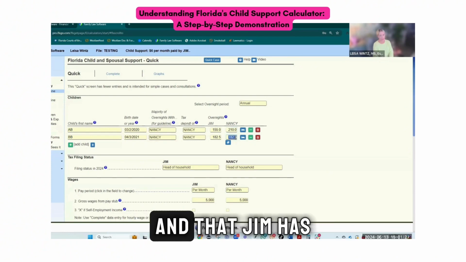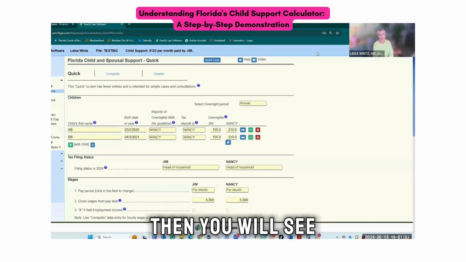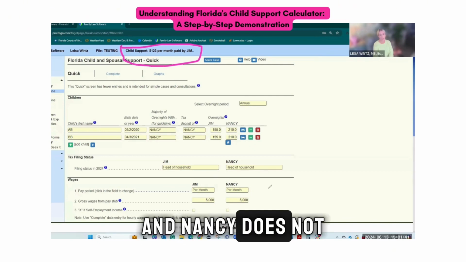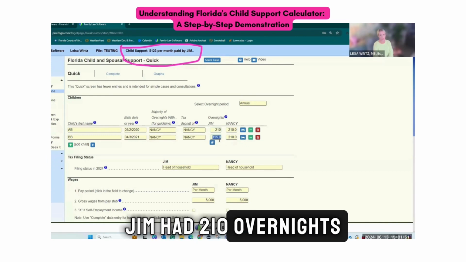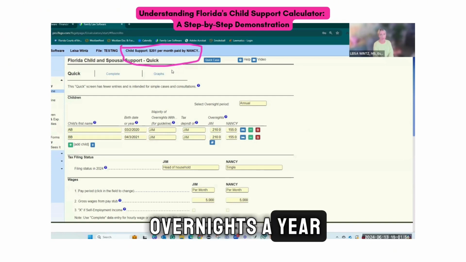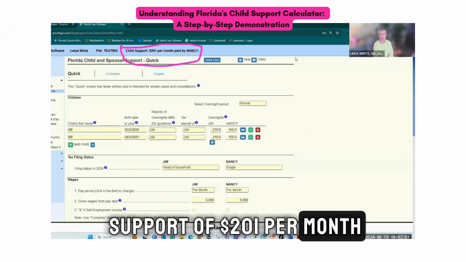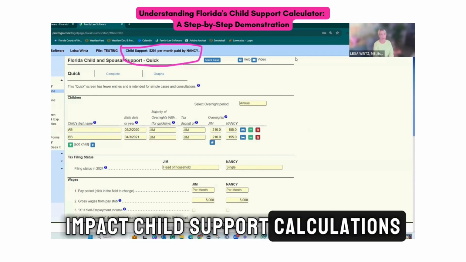But if Nancy had the majority of the time sharing, let's say that she has 210 overnights a year, and that Jim has 155 overnights a year, then you will see that it changes, and now Jim owes $123 a month, and Nancy does not owe anything. Now, if instead Jim had 210 overnights a year and Nancy had 155 overnights a year, then Nancy owes child support of $201 per month. That is a general idea of how all of these factors impact child support calculations in Florida.